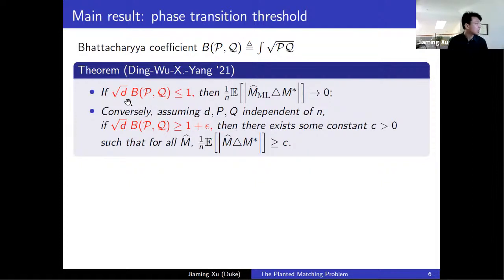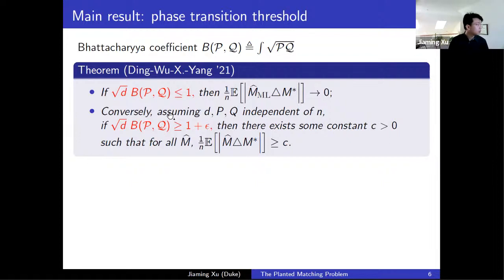So here's our main result. Basically, we show that D is the average degree for the blue edges. If the square root of the average degree times this Bhattacharyya coefficient is less than or equal to 1, then the reconstruction error for the maximum likelihood estimation converges to 0 as n goes to infinity. In other words, this maximum likelihood estimator coincides with M star almost perfectly.